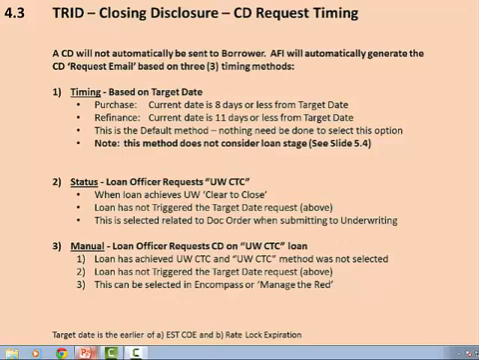The final method of CD request timing is manual. Under this method, the following must apply. The loan officer has manually requested to start the CD request process. The loan has achieved underwriting clear to close. Status method was not selected. The timing method was not triggered. The manual method can be selected via Encompass or through Manage the RED, located within ARC.